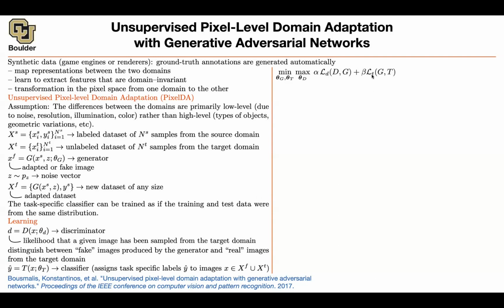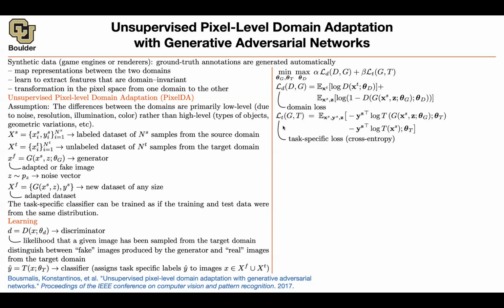You're going to have LD and LT for the classification task. LD is your domain loss, and its job is to train your generator. You take a source image and translate it into a target image. These give you fake images, which should be indistinguishable from the real images in the target domain. And then you have your discriminator, training G.